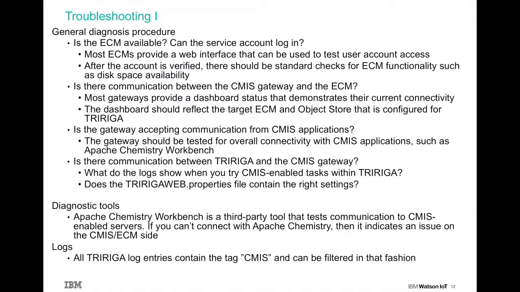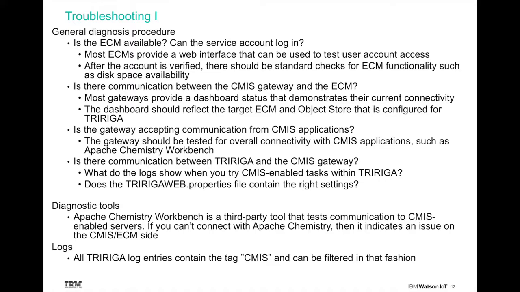The next item to check is if the gateway itself is accepting communication from other CMIS applications. So this is where Apache Chemistry Workbench comes in handy again. The workbench can be used to test connectivity. The workbench is a good way to test because it's a third-party tool that is very reliable in connecting to CMIS systems. If you are unable to connect via Apache Chemistry Workbench, then there is probably something still wrong on the overall ECM architecture.